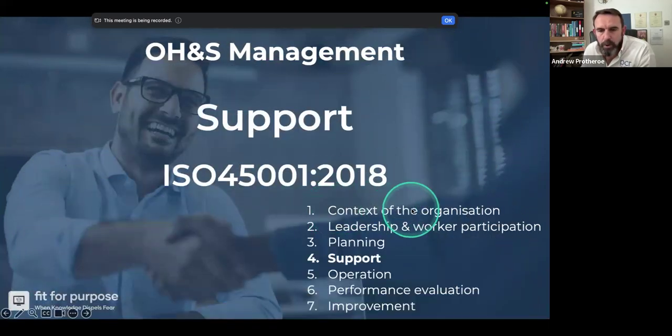So what do we do? We know the organization we are. We've got some leadership and involvement. We've got the policy. We've got the risk assessments. Now we've got our planning. We've got our objectives. We know where we're going now. Right, so what do we need now? Some support. What does that mean? People internally, people externally, documentation. Nice and easy. It's a journey.